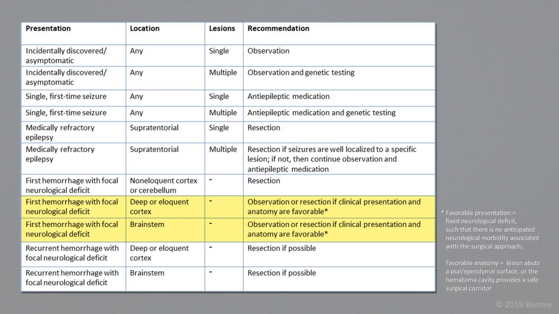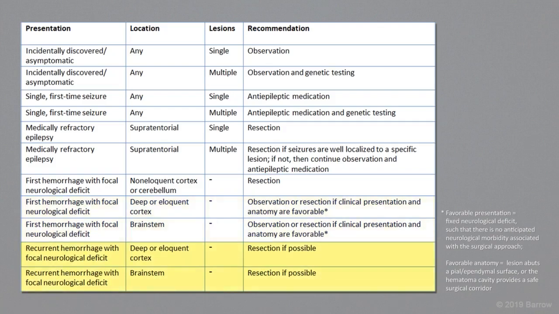We have a similar decision-making algorithm for lesions that appear in the brainstem. If a patient presents with a first-time hemorrhage and focal neurologic deficit from a solitary brainstem lesion, we again recommend either observation or resection based on the clinical presentation and anatomical characteristics.